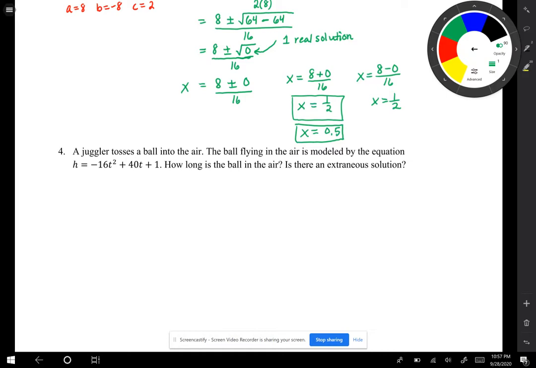Just imagine a juggler, and you know how the ball goes. It's a parabolic path. The ball is released from the juggler's hand, goes up, comes back down, and so on. How long is the ball in the air? So this is what you're trying to answer. Is there an extraneous solution? Remember, extraneous means false solution.